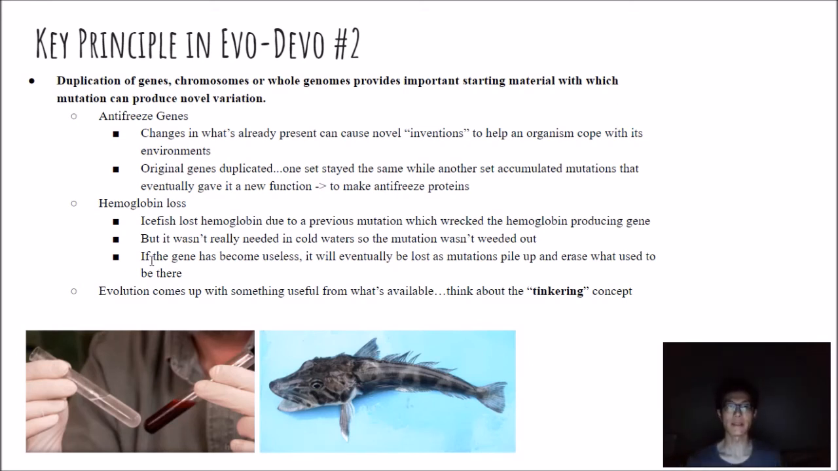So what's really fascinating in terms of the second key principle is that evolution comes up with something useful from what is already available within the body of the organism. It's not creating something new out of thin air. It's simply taking what's available, altering it, tinkering with it, and then using that result to potentially benefit the organism in the long run. So that's the second key principle.